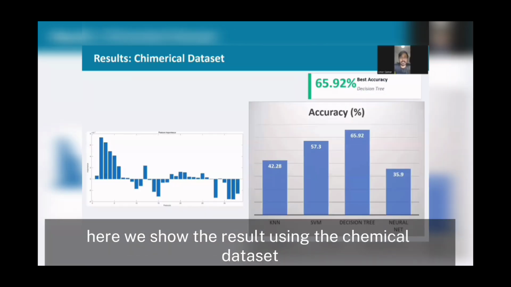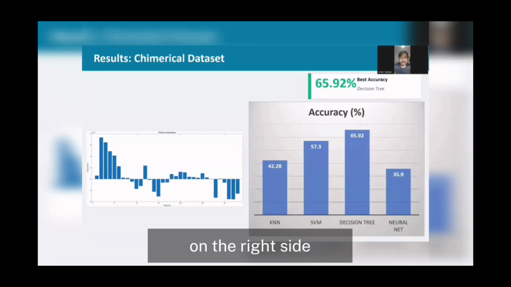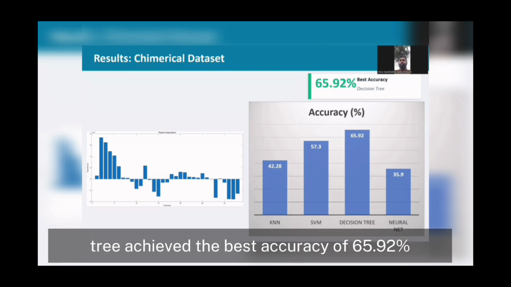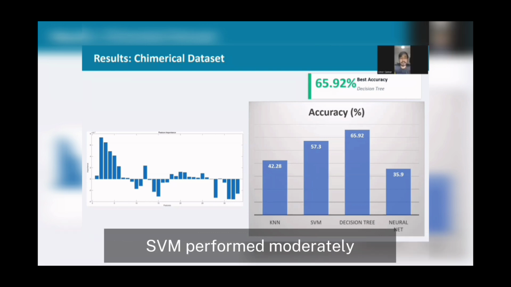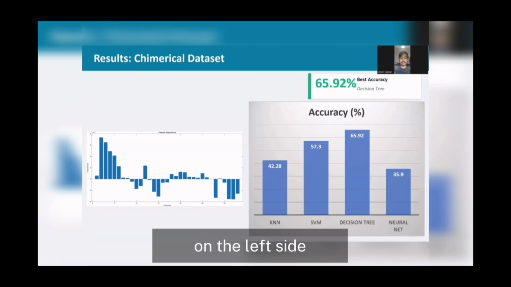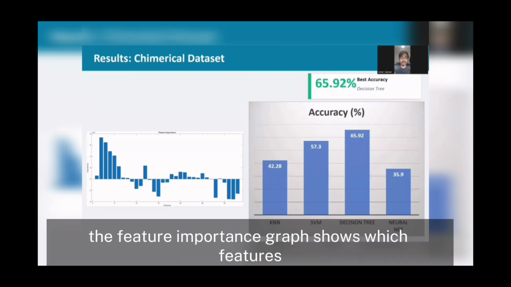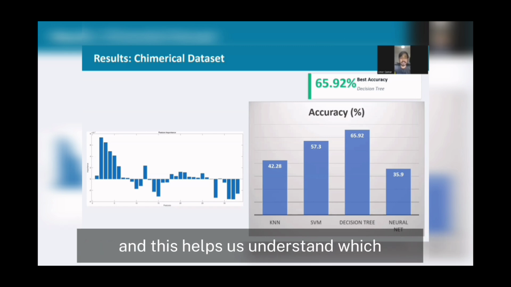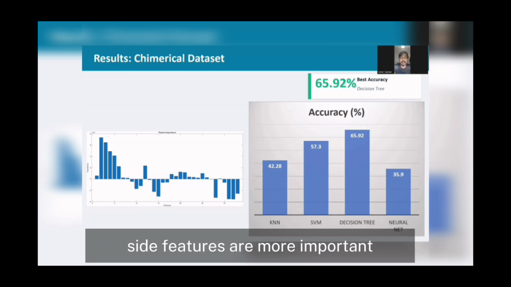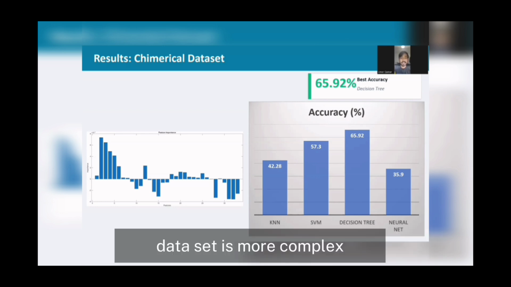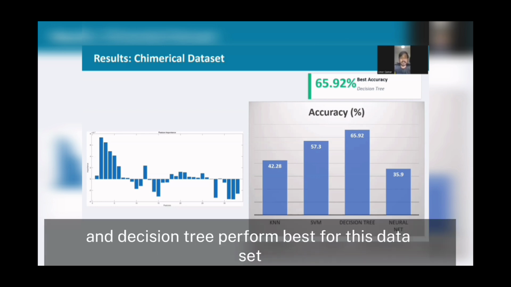Here we show the result using the chemical dataset. On the right side, the accuracy graph shows that the decision tree achieved the best accuracy of 65.92%. SVM performed moderately while KNN and neural networks show lower accuracy. On the left side, the feature importance graph shows which features contributed most to the model performance. And this helps us understand which features are more important for user identification. And this result shows that the chemical dataset is more complex and decision tree performs best for this dataset.